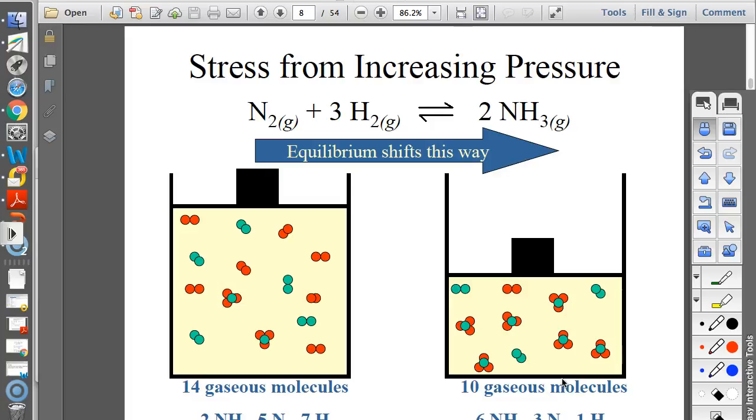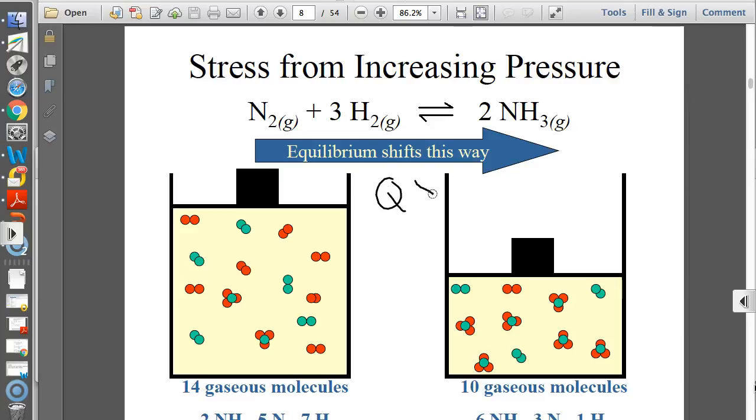Now, if you're asked to make a reference to Q versus K on these, what would Q have to be to shift toward the product side? Greater or less than? So if Q was 2 and K was 7, that would shift toward the products. If you're asked, a system with gases, the pressure is increased, what will happen to the equilibrium? You would say it would shift toward the product side because there are fewer moles of gas and Q is less than K.